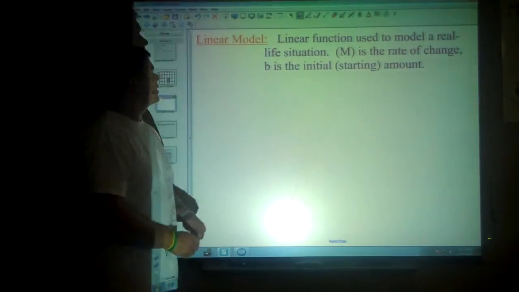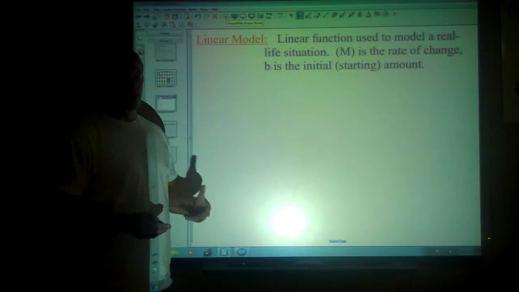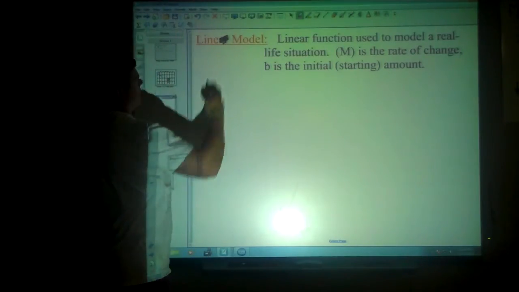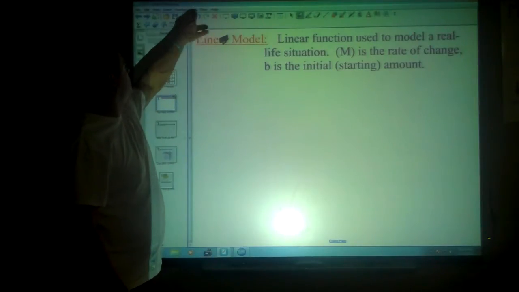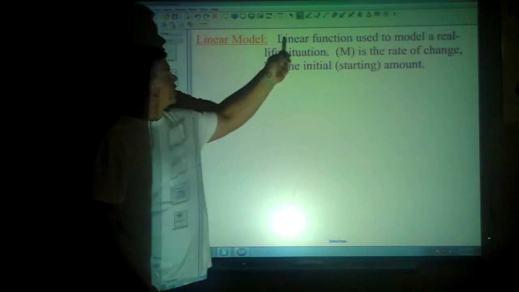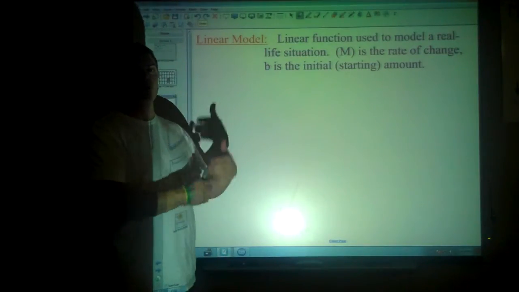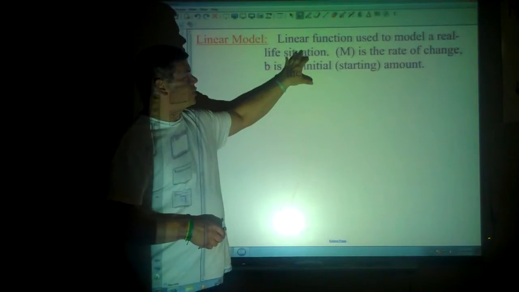So the first thing I want to look at is what's called a linear model. We've been dealing with linear equations, and we know that linear, if we were to cover up the A and the R, says line. So this is a model based on a line. This linear function, remember a function is any number we plug in is going to continuously produce the exact same output, used to model a real life situation.